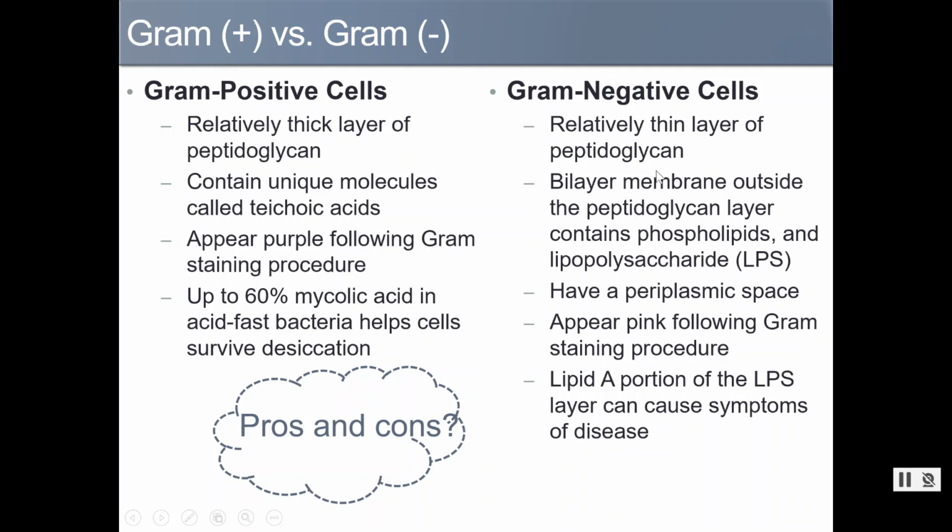Gram-negative has a thin layer and a bilayer membrane. The outer membrane contains phospholipids and lipopolysaccharides. Part of that lipopolysaccharide is lipid A, which can cause its own set of signs and symptoms for a disease, and they will stain pink following a gram stain procedure. And remember, there is a periplasmic space between the outer membrane and the cell membrane of your cell envelope.